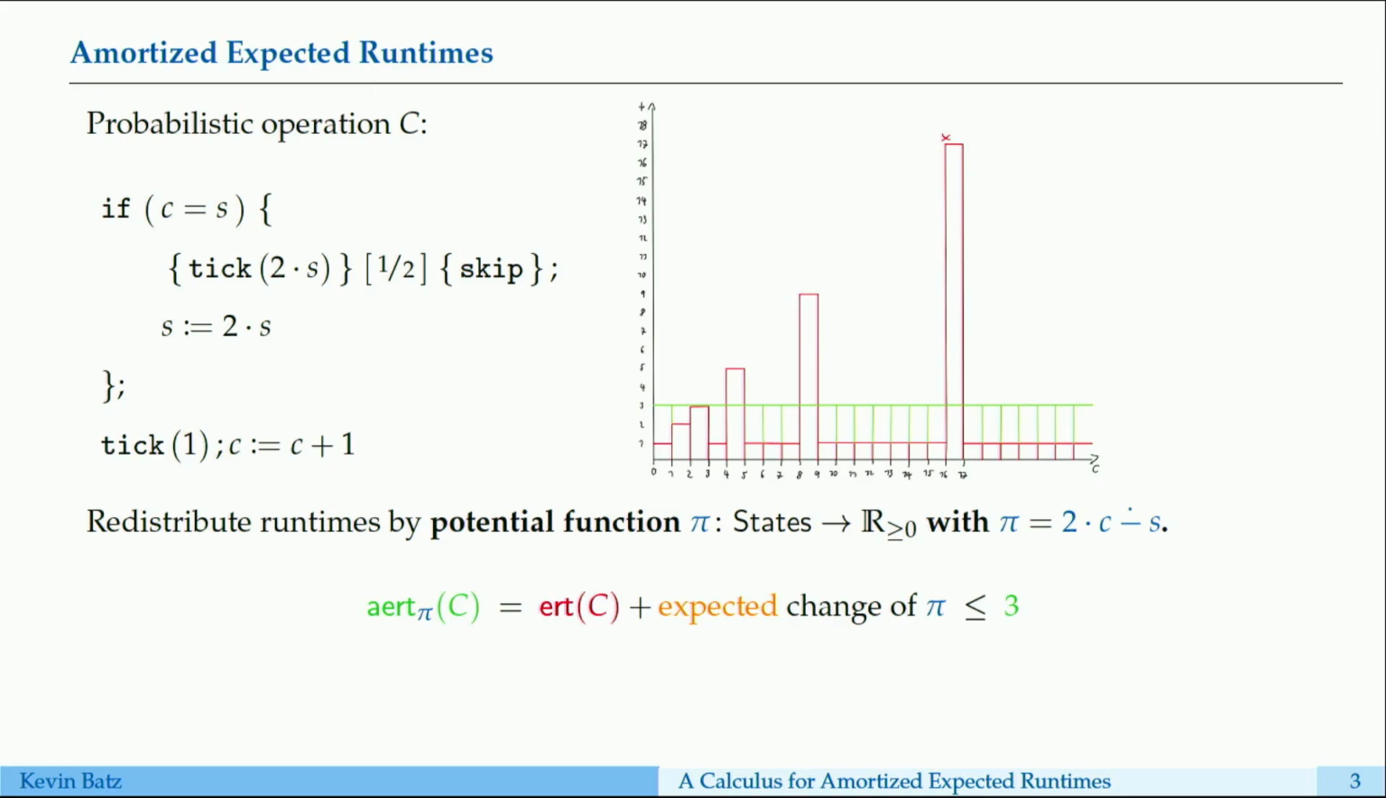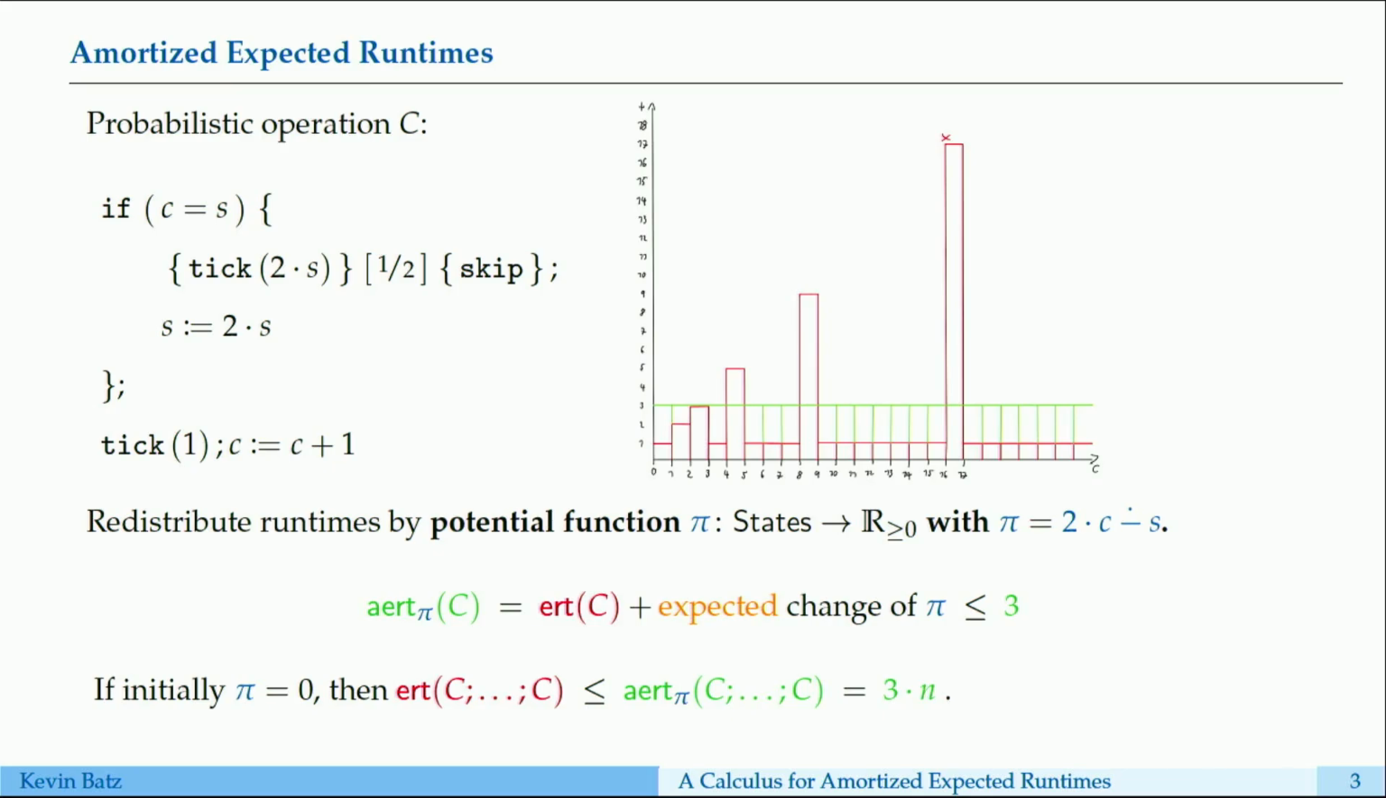And importantly, one can then show that if we start with a potential which is initially 0, this is the case for my picture here, then the actual expected runtime of a sequence is upper bounded by the amortized expected runtime of the sequence. And this formally underlines that instead of summing over the red bars, we can also sum over the green bars. All right, so this was a toy example for illustration purposes.